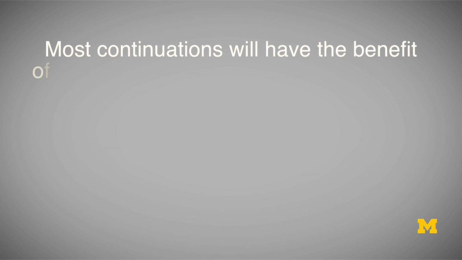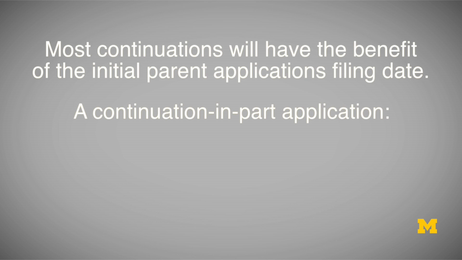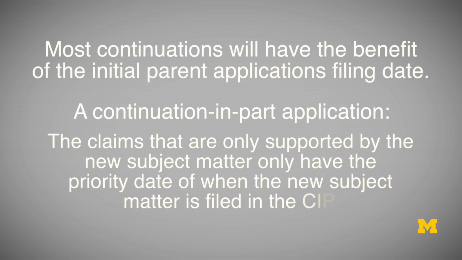There's also continuation in part applications. These are applications that are filed as continuations, but where there's new matter, there's new subject matter that's being covered in the specification. In most continuations, all the claims will benefit from the filing date of the parent application. In a continuation in part application, the claims that are only supported by the new subject matter only have the priority date of when that new subject matter was actually filed in the CIP, the continuation in part application.